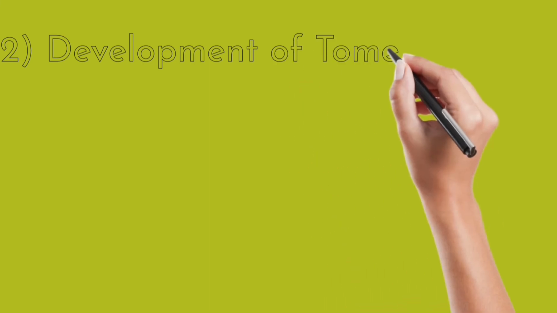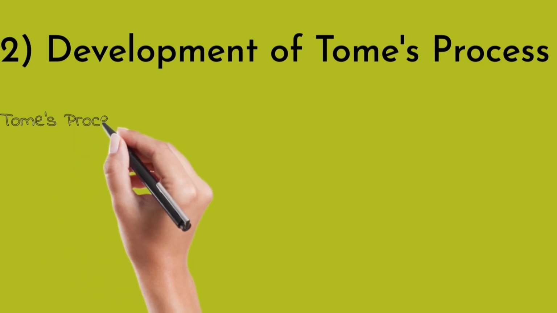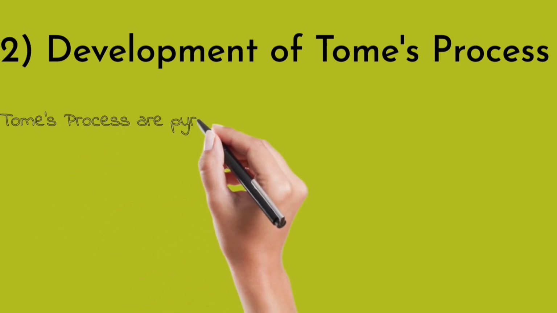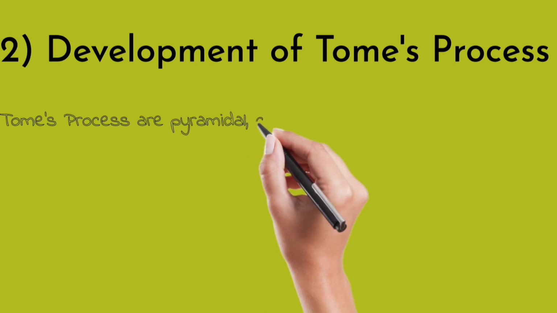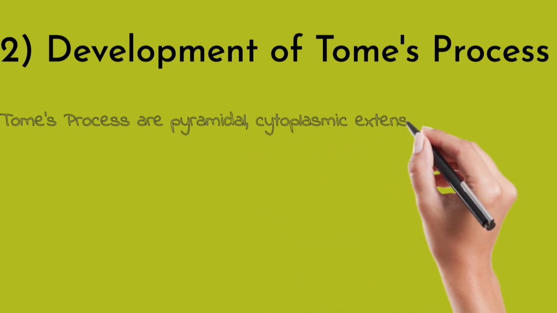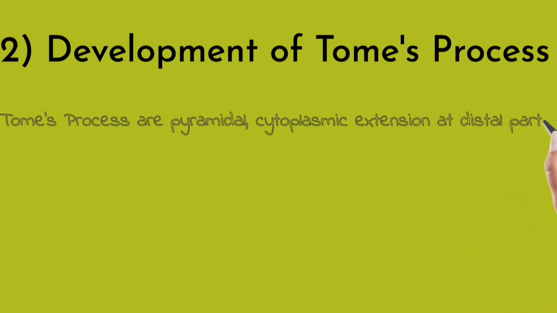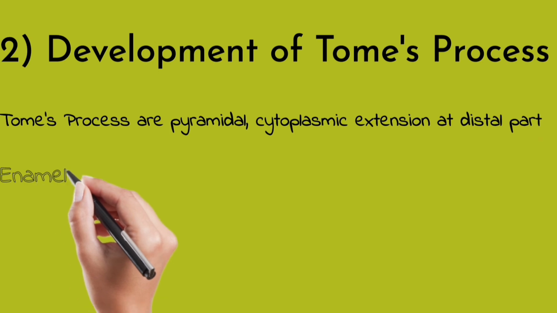Now, moving on to our next subtopic, that is development of Tome's process. First we need to understand what Tome's processes are. Tome's processes are the pyramidal cytoplasmic extensions at the distal part of each ameloblast. Enamel secretion occurs from two sides of Tome's process, the proximal end and the distal end.